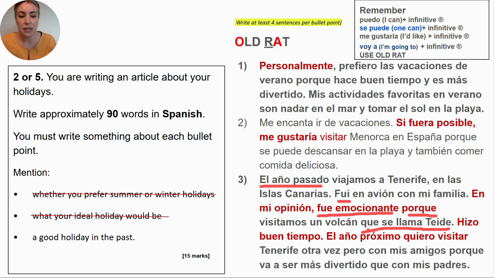And this is really easy to use. I visited a city which is called Tenerife. Visité una ciudad que se llama Tenerife.